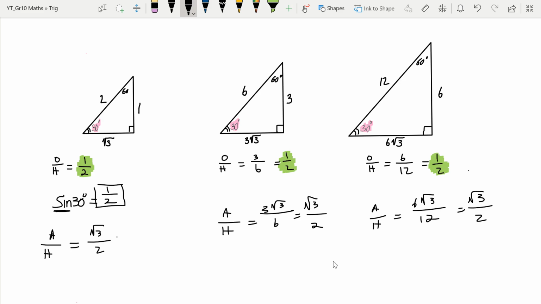In a right angle triangle, if I've got an angle of 30 degrees, if we take the adjacent and we divide it by the hypotenuse, the ratio of the sides will always be square root 3/2. So if I create another triangle that has a 30 degrees, doesn't matter how big it is, it can be from here to the moon. But I know the ratio of my adjacent over my hypotenuse would be equal to square root 3/2.